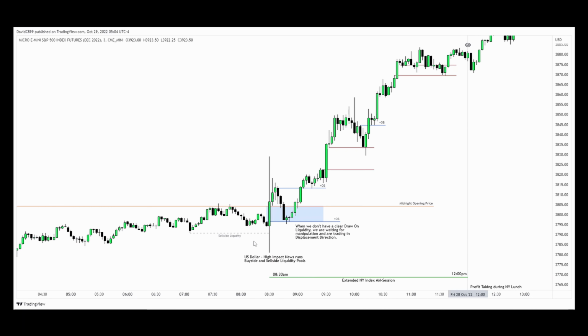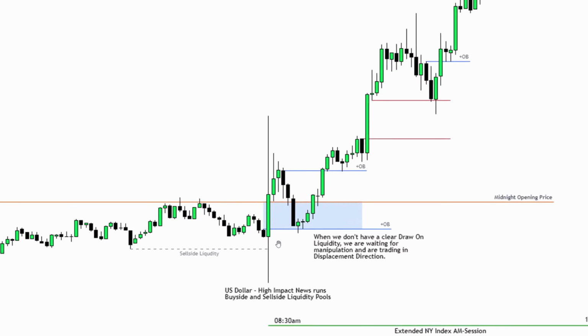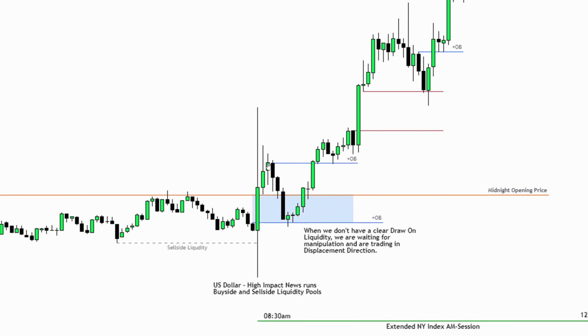at this point in time, I don't have a clear bias. I don't have a clear draw on liquidity. So what I'm doing is I'm waiting for the displacement higher, and I'm looking for an entry in the direction of the displacement. So in this case, the displacement was higher and a fair value gap has been created below the midnight opening price.